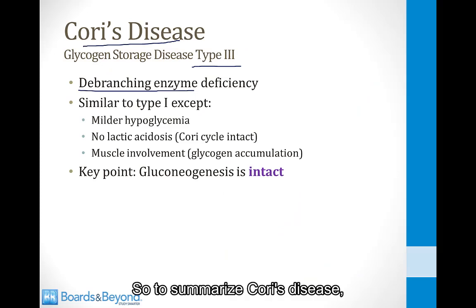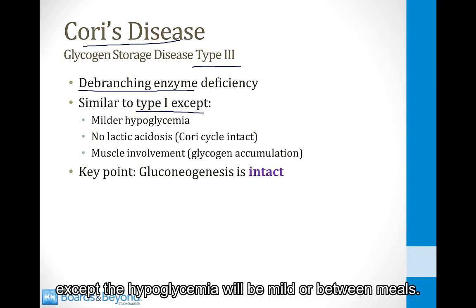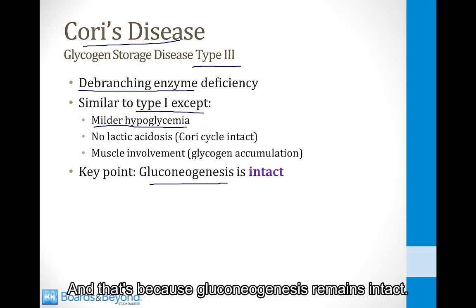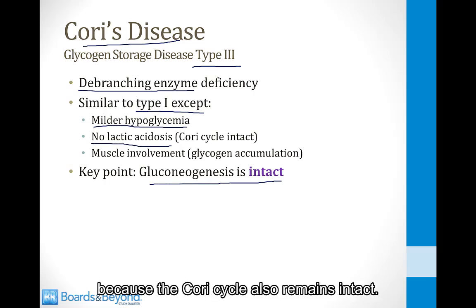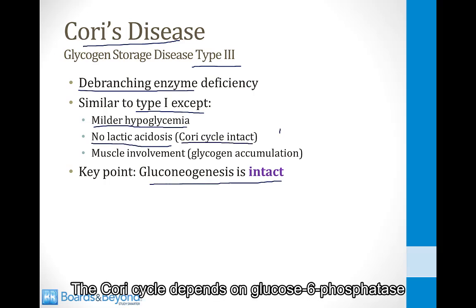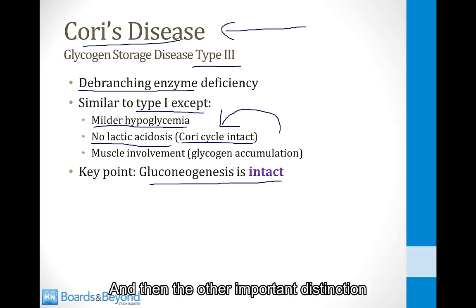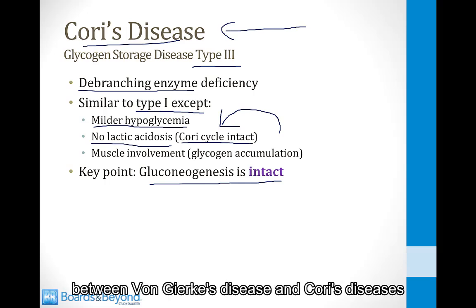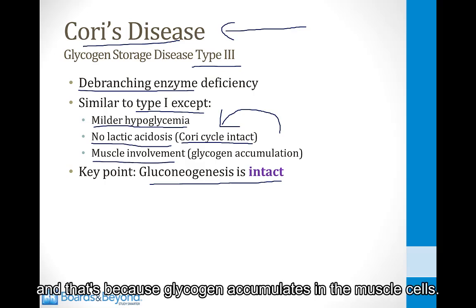So to summarize, Cori's disease will look similar to type 1 or von Gierke's disease, except the hypoglycemia will be milder between meals, and that's because gluconeogenesis remains intact. In addition, there will be no lactic acidosis because the Cori cycle also remains intact. The Cori cycle depends on glucose 6-phosphatase, and glucose 6-phosphatase is normal in Cori's disease. And then the other important distinction between von Gierke's disease and Cori's disease is the muscle involvement. Muscle involvement is part of Cori's disease, and that's because glycogen accumulates in the muscle cells.